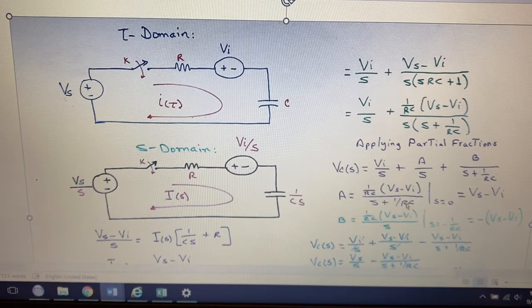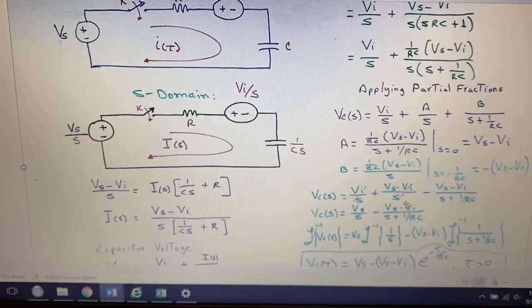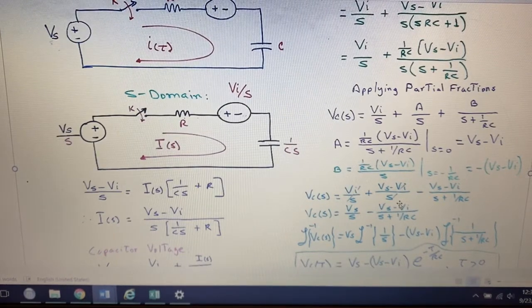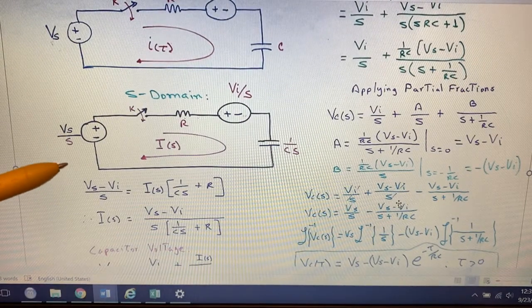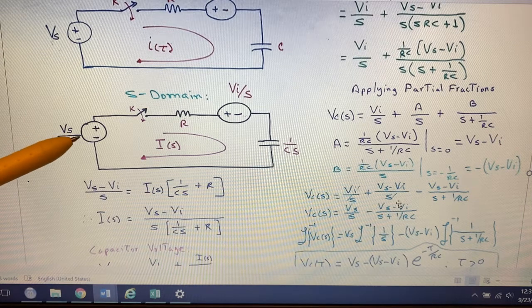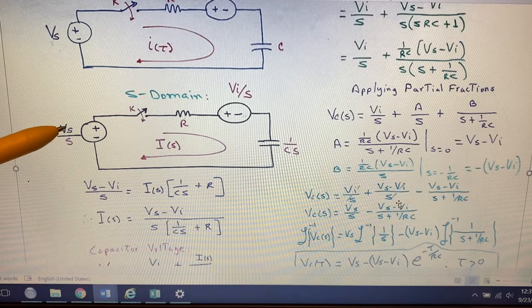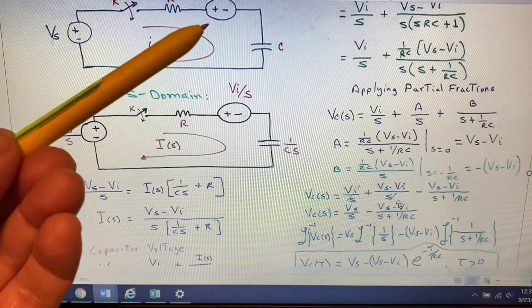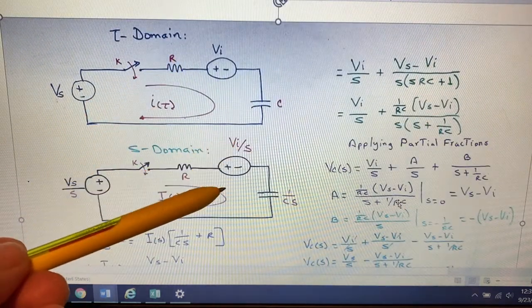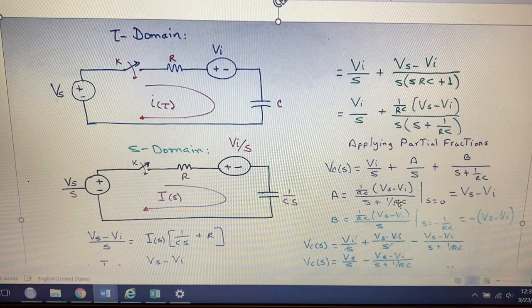Now to solve the circuit we will use the Laplace transform. I'm transforming the circuit into the S domain, and right here you can see that in the S domain, Vs has to be the Laplace transform for a constant, which is 1 over S. So this is Vs over S, this is a switch. Resistor R doesn't change with respect to time. The initial voltage Vi is now converted into Vi over S, and 1 over Cs is the equivalent in the Laplace transform.